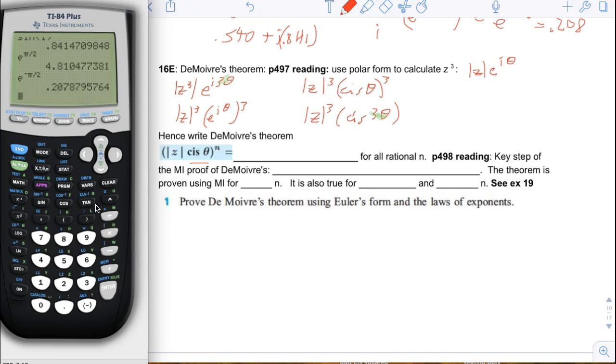So we could write here that the nth exponent of modulus z cis θ is equal to modulus z to the n times cis nθ, not cubed because it's n, right? Cis nθ for all rational n.